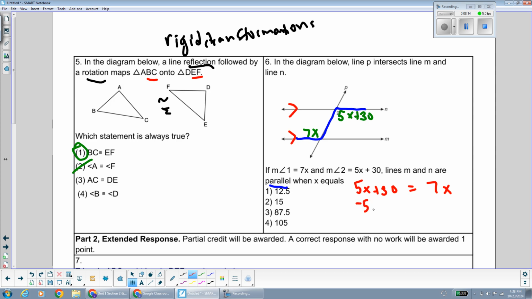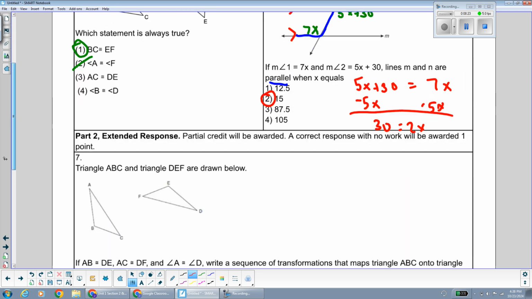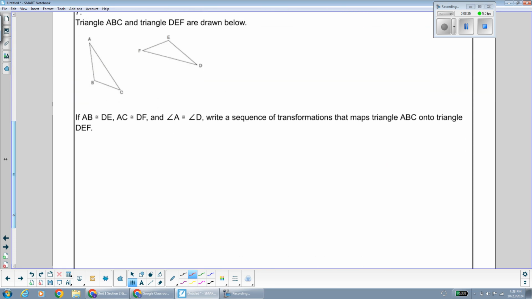So subtract 5x, divide by 2, and you can show all the work on your paper. That's 15. And it was just asking for the x value.